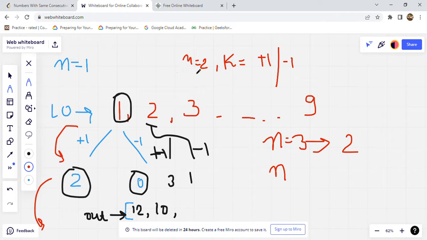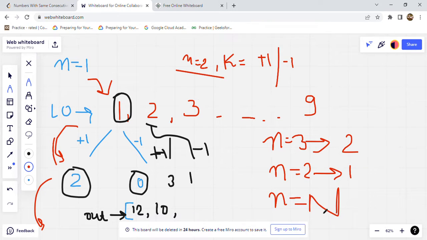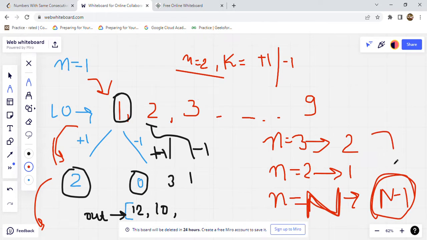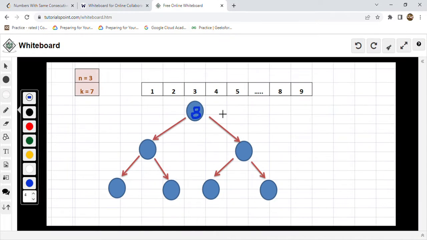Here if n is 2, we are traversing only one time. The first digit we have found directly and the next digit we will traverse. So if n is 2, then we will traverse one time. What if there are n digits? Then we have to traverse n minus 1 times. This is the condition by which we will apply recursion. So this many times we will call the function recursively. Now let's see the three-digit number from this example.